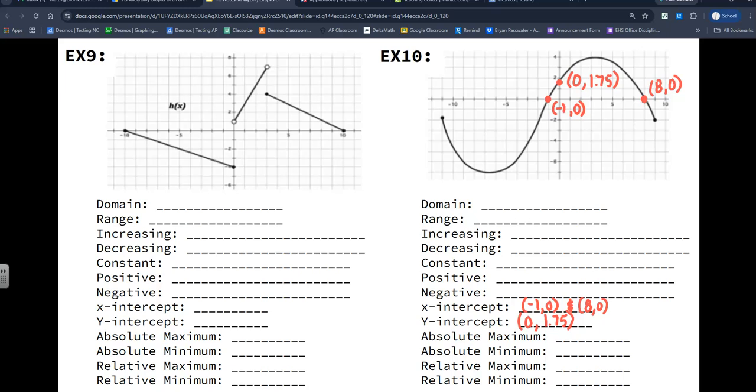For a function, can you have 2 y-intercepts? Okay, why not? It would not pass vertical line test. So if it had 2 y-intercepts, it would not be a function. A graph could have 2 y-intercepts, but it would not be a function if it did.